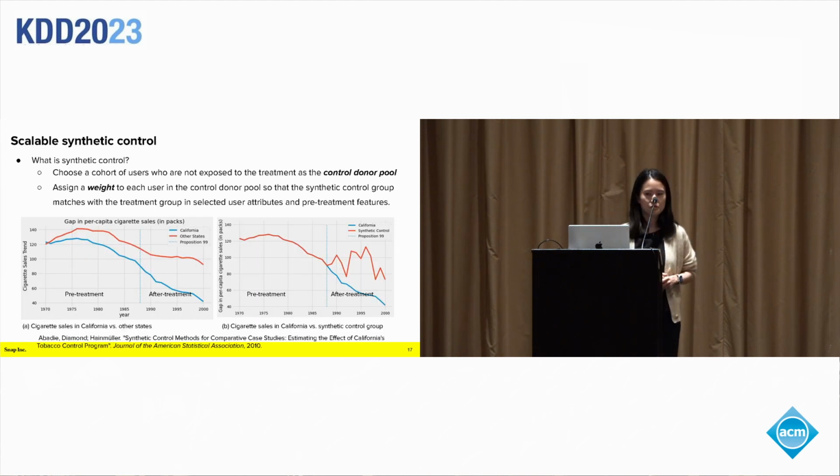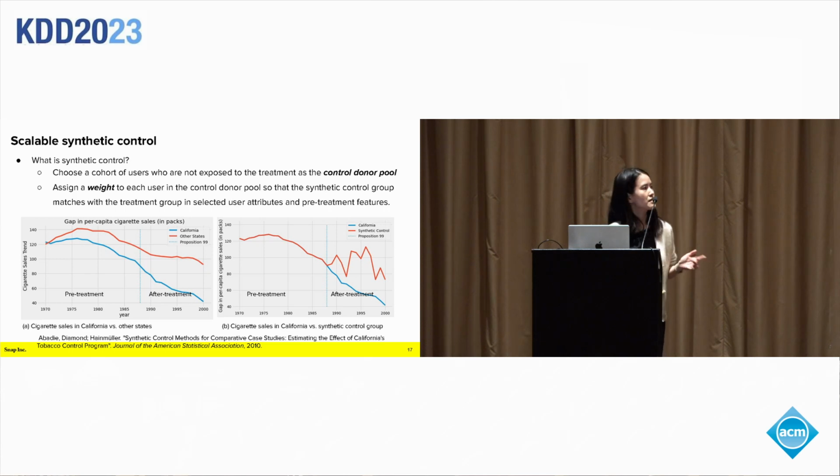So what is synthetic control? Unlike A/B testing, which utilizes randomization to construct the control group and the treatment group, for synthetic control we first choose a cohort of users who are not exposed to the treatment as the control donor pool. And then we assign a weight to each user or each data unit in the control donor pool so that the synthetic control group matches the treatment group in the selected attributes or pre-treatment features.